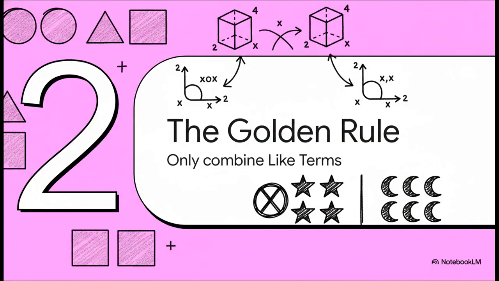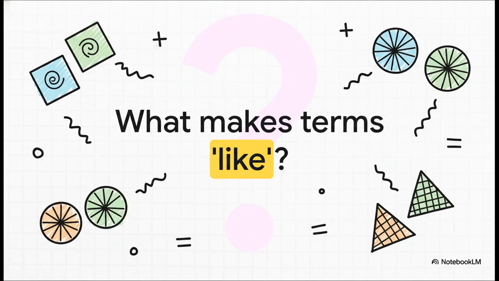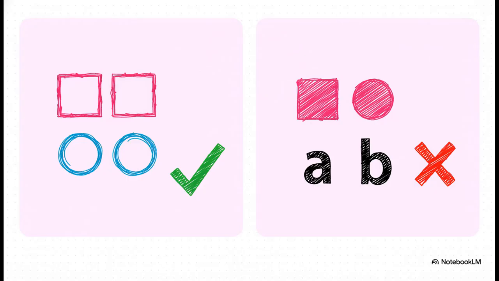All right, now for what I think is the most important concept today. This one single rule is behind everything we're about to do with adding and subtracting, and it is you can only combine like terms. Well, that leads to a pretty obvious question, right? What in the world does it mean for two terms to be like each other? Think about it like sorting laundry. You put all the socks in one pile and all the shirts in another. It's the same idea here.